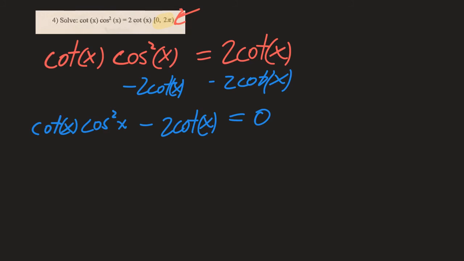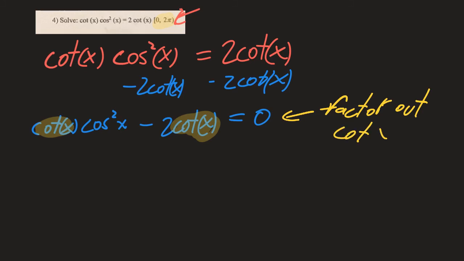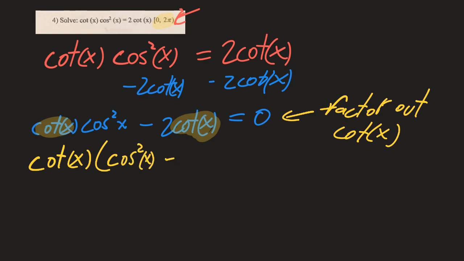Well, at least I've got everything equal to 0 now, and I can work on everything on the left side. Now, I notice each of my terms has this cotangent x. So I'm going to take a second and try to pull that out by factoring. If you can, go ahead and factor out that cotangent x and see what you get. Cotangent x, and I've got cosine squared x left over there, and minus 2 inside, and that is going to be equal to 0.